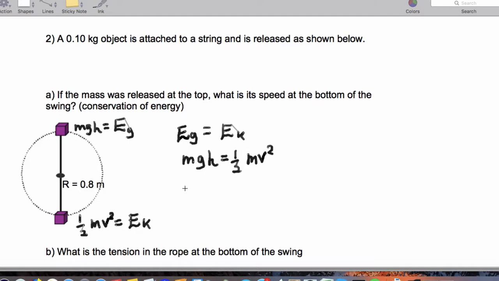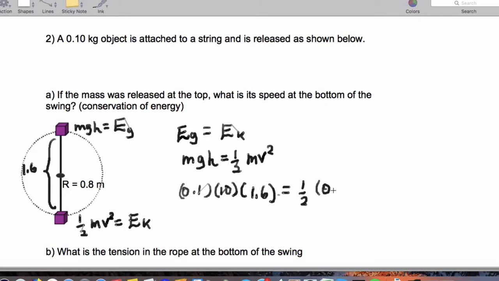And we'll actually put in numbers, so we'll have 0.1 times 10 times this height. Now the height is the total height here, which is double the radius. So that actually works out to be 1.6 meters. That's 0.8 plus 0.8. And that's equal to 1/2 times m, which is 0.1, times v squared.